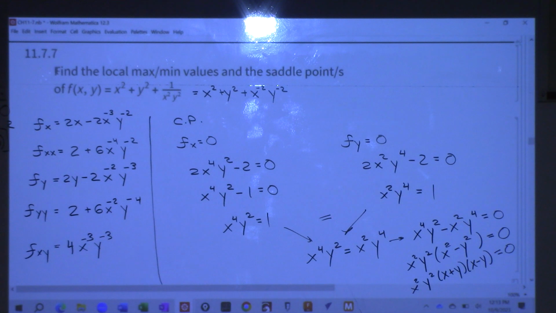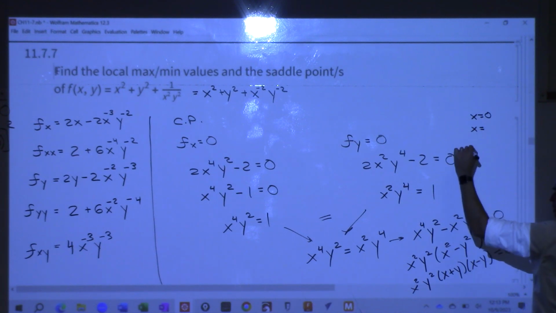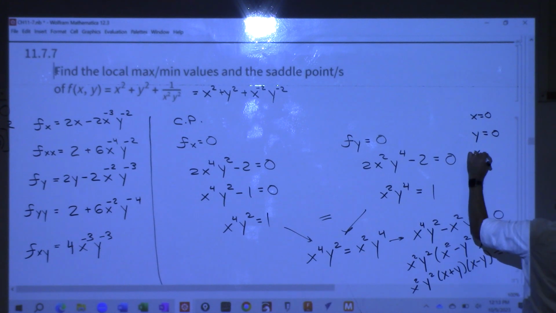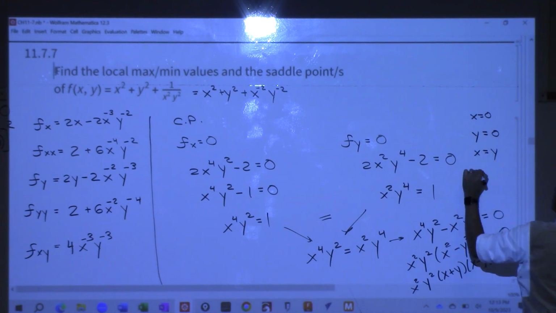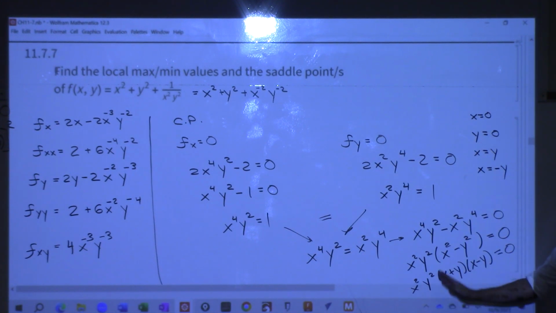I think we have our different possible answers here. I can have x is 0, or y is 0, sorry. y is 0. x is y, or x equals negative y. That's me just setting each of these equal to 0, right? x squared equals 0 only when x is 0. y squared equals 0 only when y is 0. x plus y equals 0 only when x equals negative y. And x minus y equals 0 only when x is y.